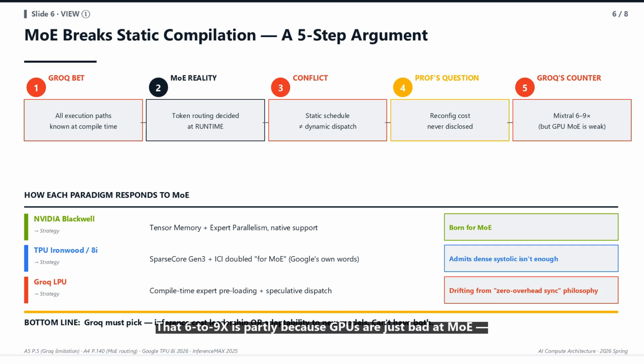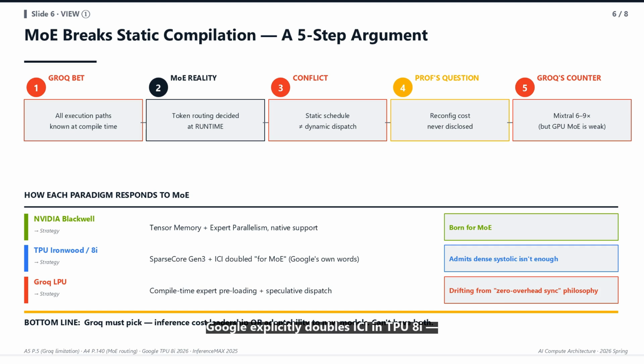Hold on though, that 6 to 9x is partly because GPUs are just bad at MoE, not because Groq solved the dynamic problem. Compare the 3 strategies. NVIDIA Blackwell has tensor memory plus expert parallelism, born from MoE.